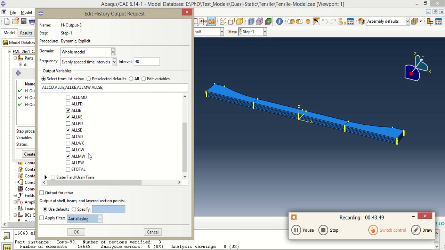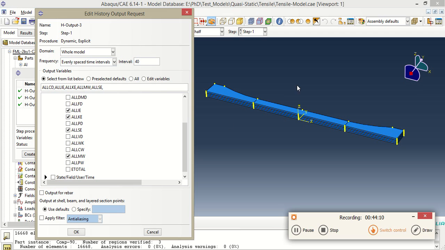The energy generated due to mass scaling should again be small with respect to the internal energy of the system. Now how small? People used to take it less than 5%, some people take it less than 1%, that all depends. But these energies should be checked. This should be very, very small with respect to the internal energy of the system.